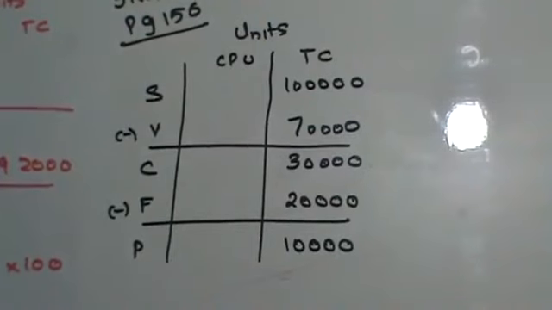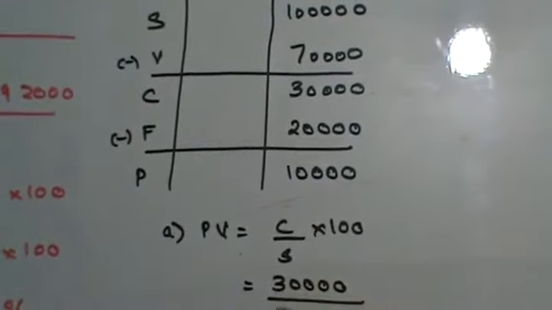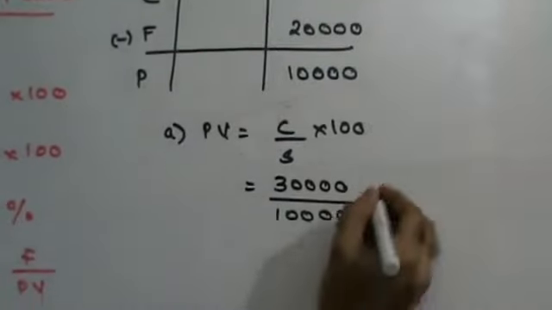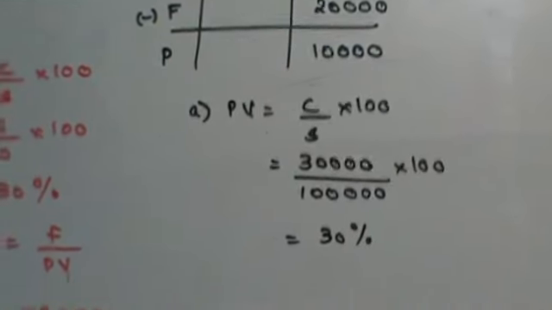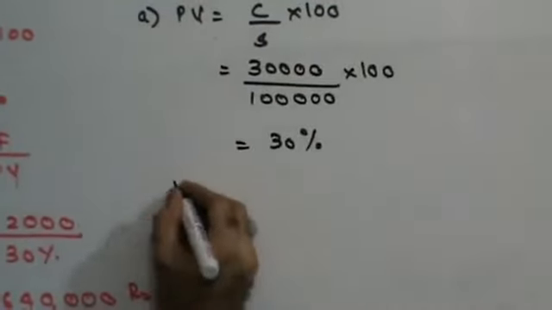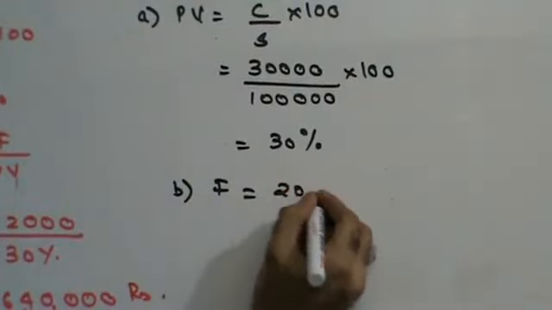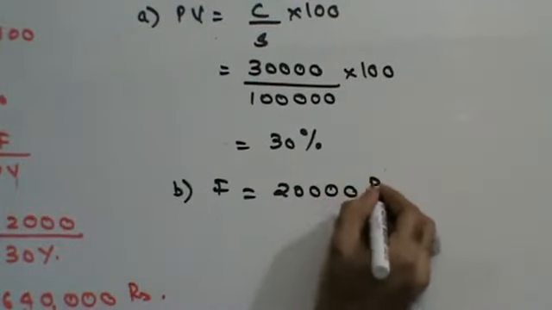Once your table is done, they have asked you to find out PV. C upon S into 100. 30,000 divided by 1 lakh into 100. 30%. Next, they have asked you to find out fixed cost. We have already found out. Fixed cost we already found out from the table is 20,000 rupees.